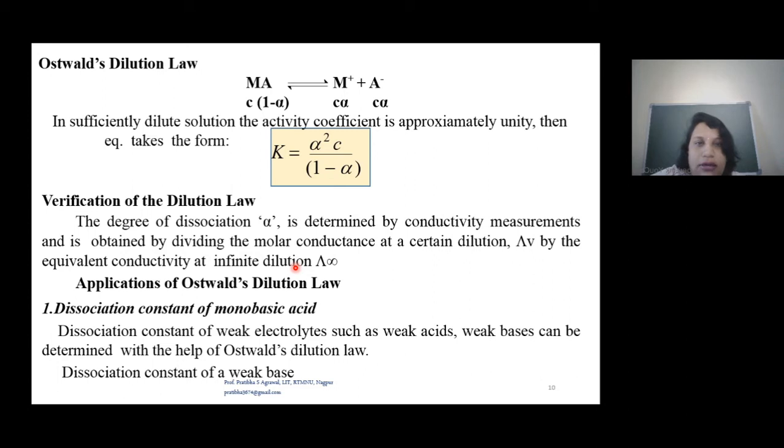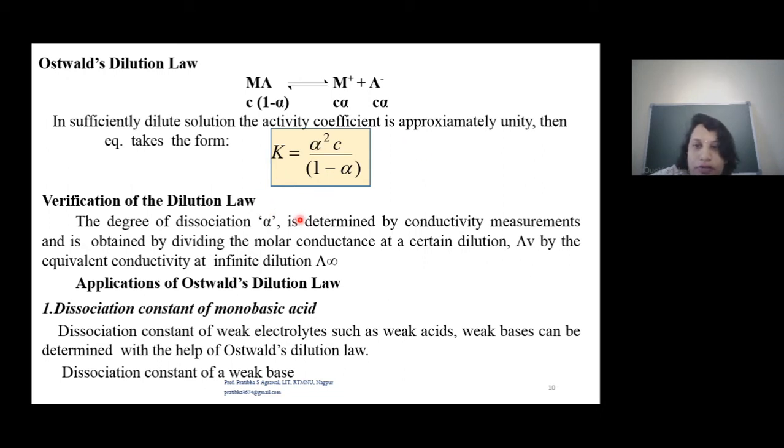Weak electrolytes ionize to a very small extent, and their molar conductivity does not attain the limiting value. So there is an equilibrium between free ions and the undissociated molecule. We can take 1, 0, 0. Then at equilibrium, degree of dissociation is alpha. So 1 minus alpha, alpha, alpha. Concentration is this. So K will be equal to the product of this divided by this, which finally reduces to alpha square C by 1 minus alpha. This is Ostwald dilution law.